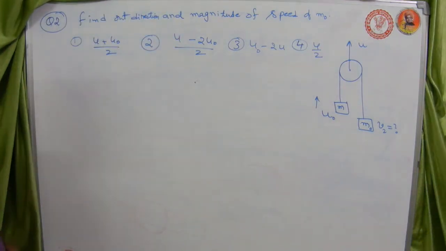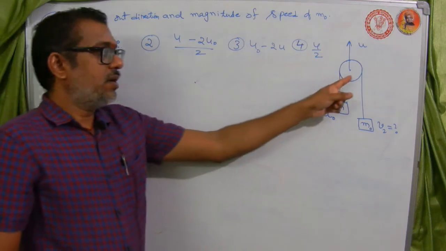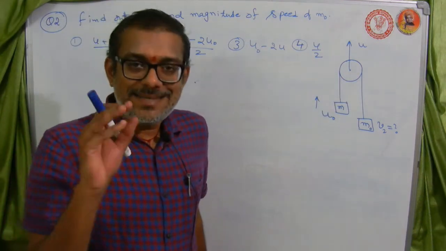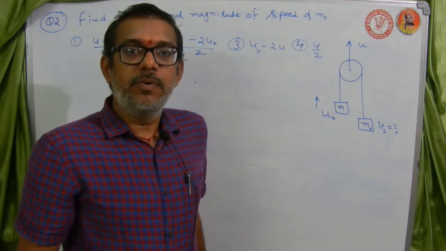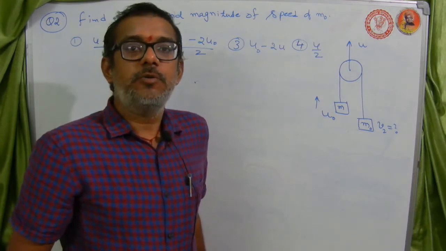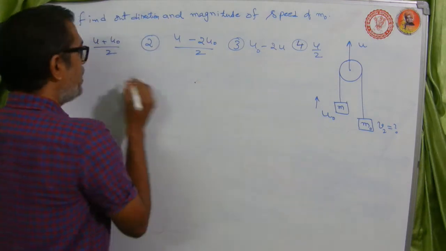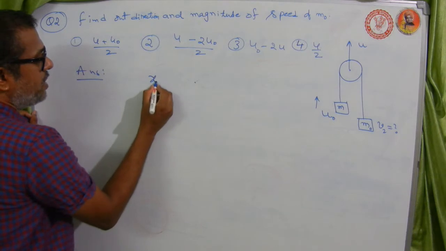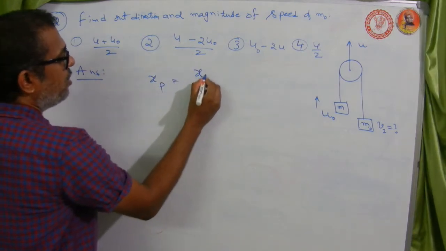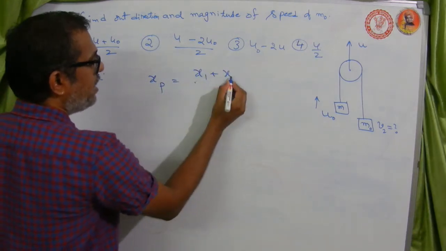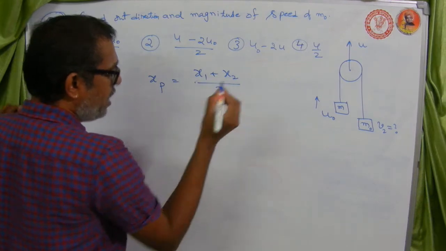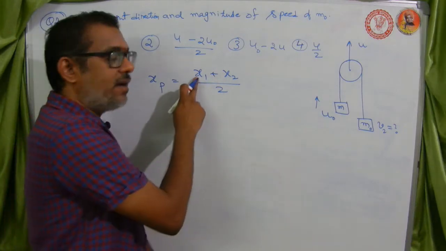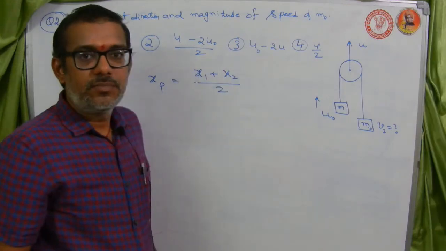Now, the given problem belongs to the variable pulley model questions. Whenever a constraint is given for variable pulley model questions, we have to take care of the important relation, the shortcut or hint: xp, the displacement of the pulley, is equal to the displacement of the first side plus the displacement of the second side, and then we take the average. This is a very important shortcut, where 1 indicates the left side and 2 indicates the right side of the pulley.